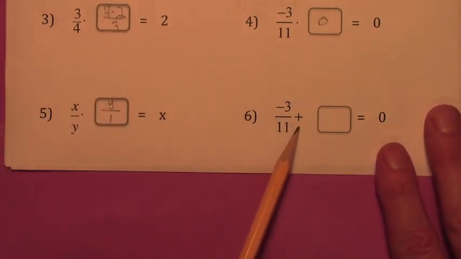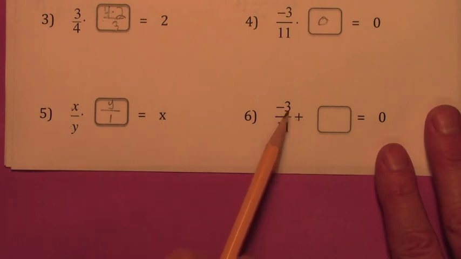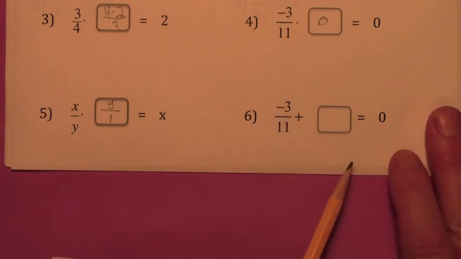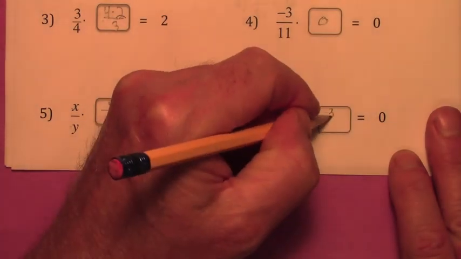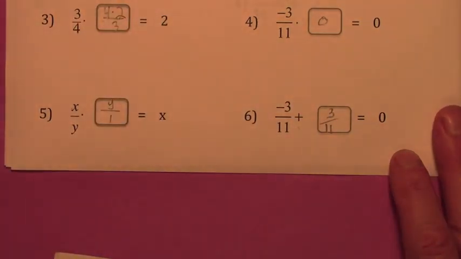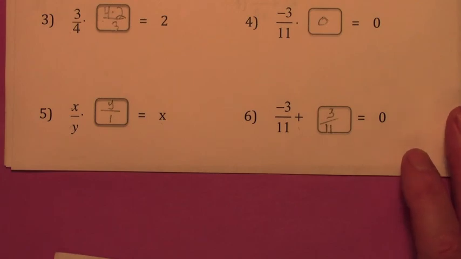All right, how about this one? What do you add? This is an add now. This is not a multiply. What do you add to negative 3/11ths to get 0? Why, that's just the definition of opposite, right? That's the opposite of negative 3/11ths, which is 3/11ths.